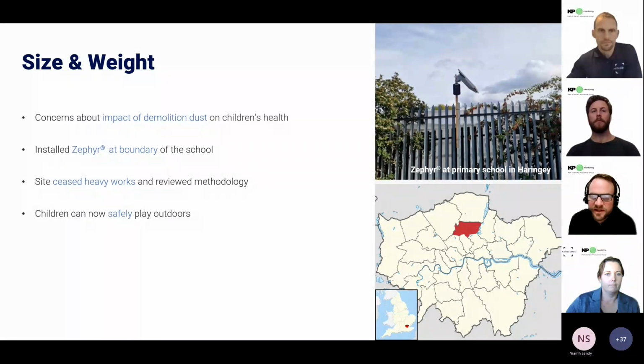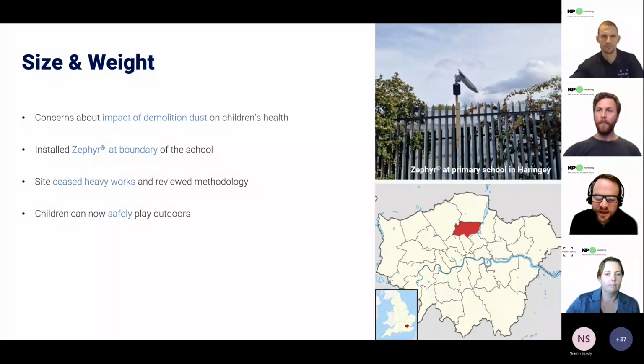A recent example of this is a project we have at a school in Haringey. They had some demolition works going on next door and were worried about the impact the dust may be having on the children's health. We installed a Zephyr on the site boundary above the dust screen and monitored the emissions coming into the school. While I don't advocate monitoring as a tool to hinder works, this monitoring from the school prompted the site to cease its heavy works and review its methodology. This was a win for the school, who are now much more confident in allowing their children outside to play, especially since they could check the quality of the air live before determining the risk to the children.